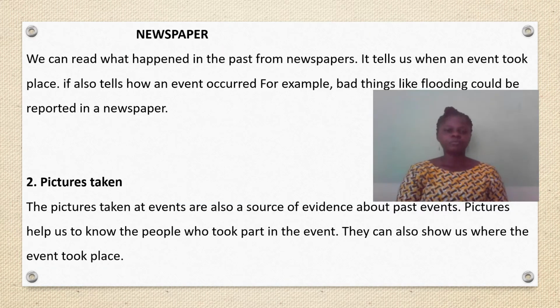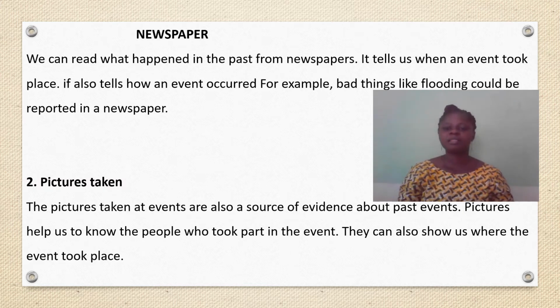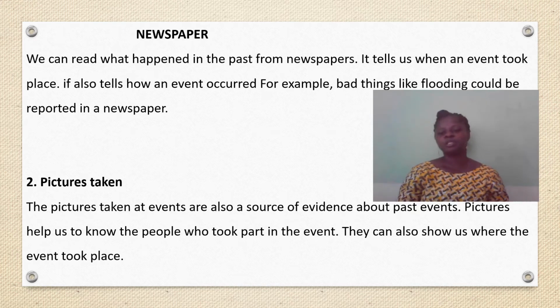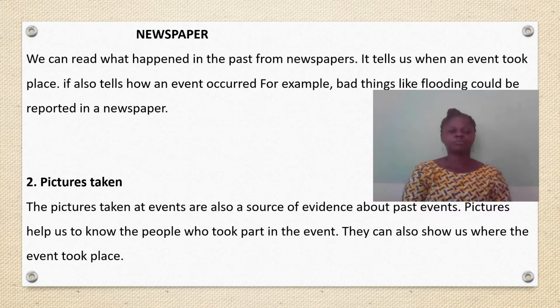Next, newspapers. We can read about things that happened in the past from newspapers. They tell us when an event took place and how it occurred. For example, bad things like flooding could be reported in the newspaper. When you read a newspaper, you get to see some of the things that have happened.